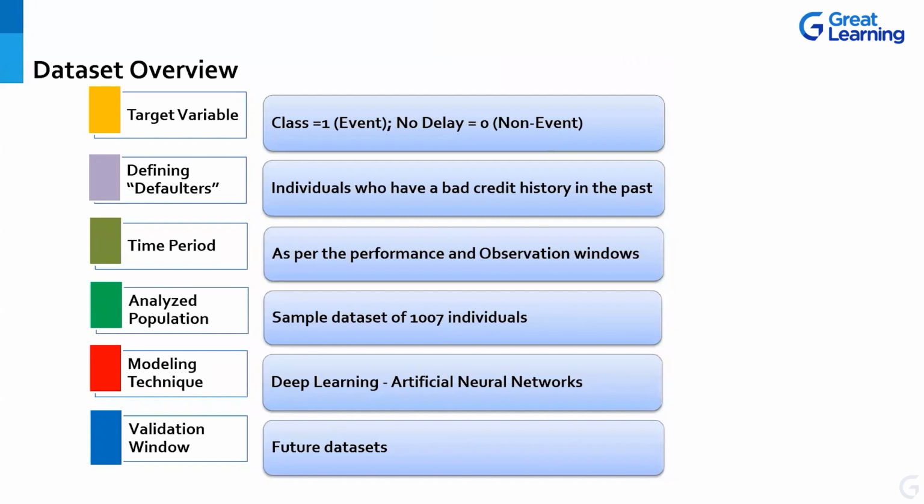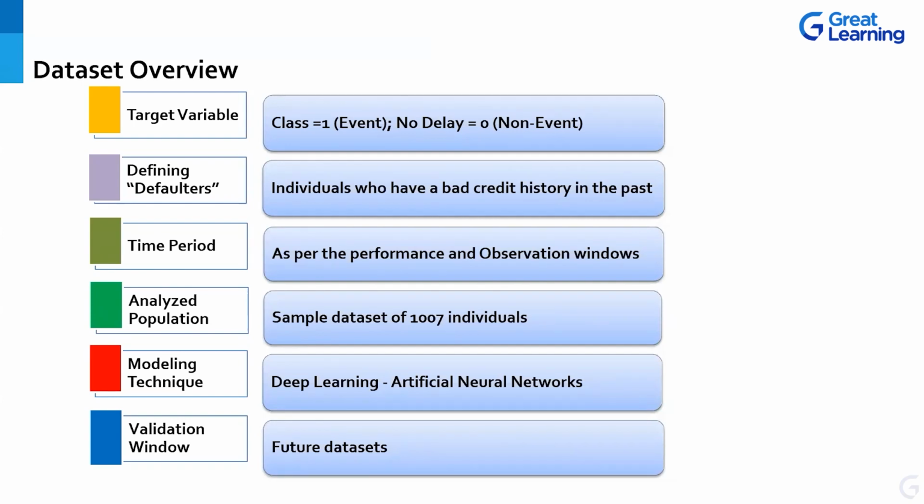The target variable we are talking about here is a class of event, whether the person will actually default or not default, or you can say credit worthy or not worthy. Defining defaulters: individuals who have a bad credit history in the past. Time period, we have not. We are taking slightly modified data, so we don't have a time period specifically available, but it depends upon the time period, like what performance window and observation window we talk about.